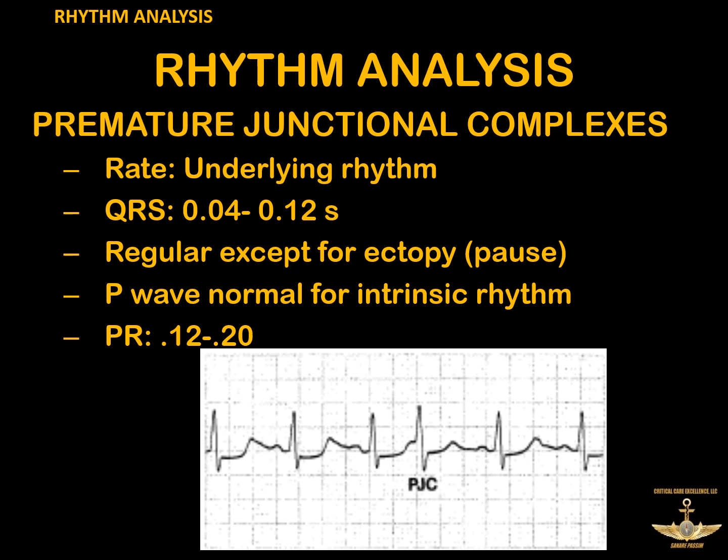QRS is usually normal. The rhythm is going to be regular except for that ectopic beat and the pause that follows. P waves will typically be normal if they are normal for the intrinsic rhythm. They'll just be absent on the ectopic beat. And the PR interval for the underlying rhythm should be normal. These also, again, just like PACs, usually don't require any intervention.